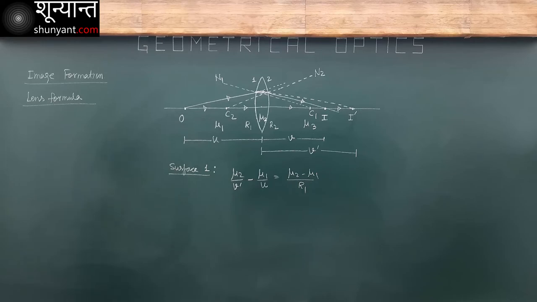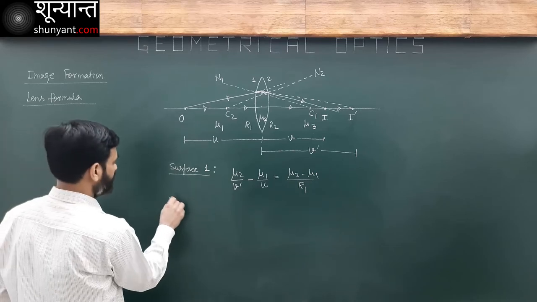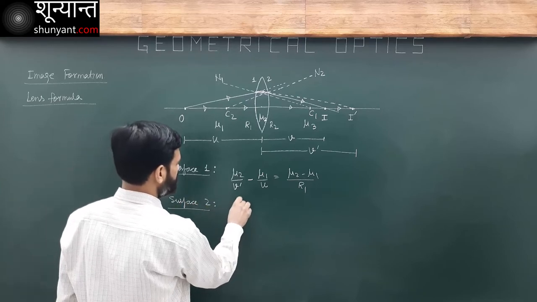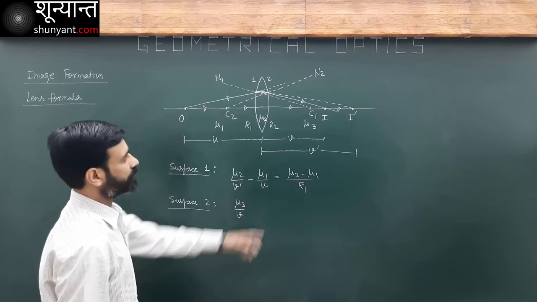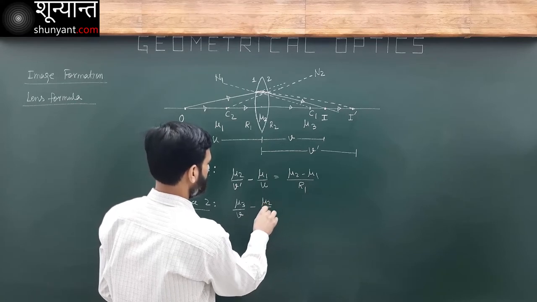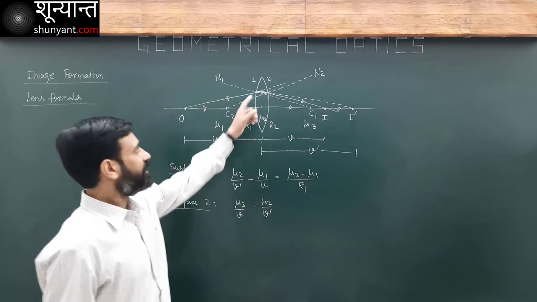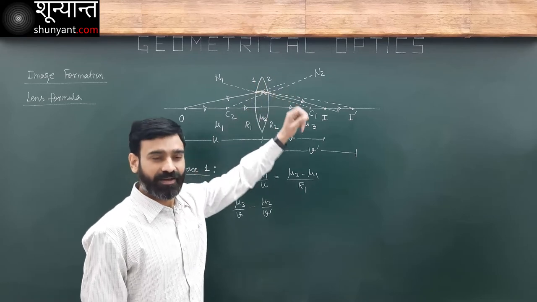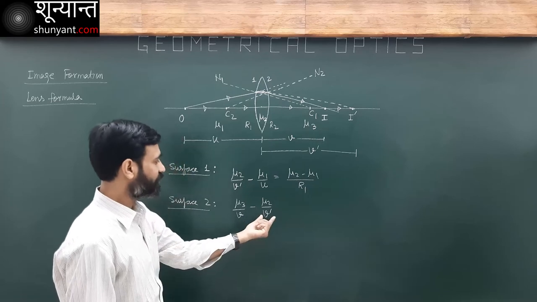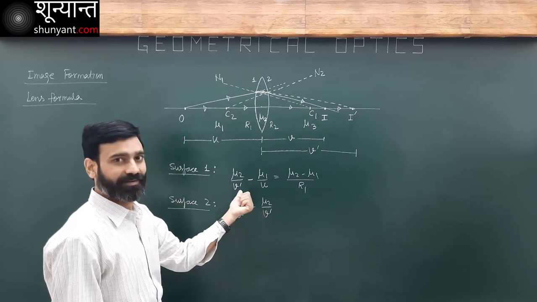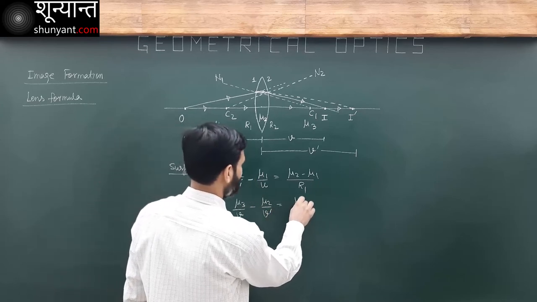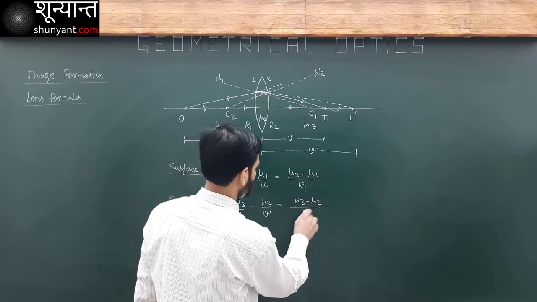Is that right? From the second surface, I'm going to write mu 3 over v minus mu 2 over v dash, since this medium is mu 3. The image that is formed by the first surface becomes an object for the second surface. That's why in place of u, I'm writing v dash. And this will be equal to mu 3 minus mu 2 over r2.